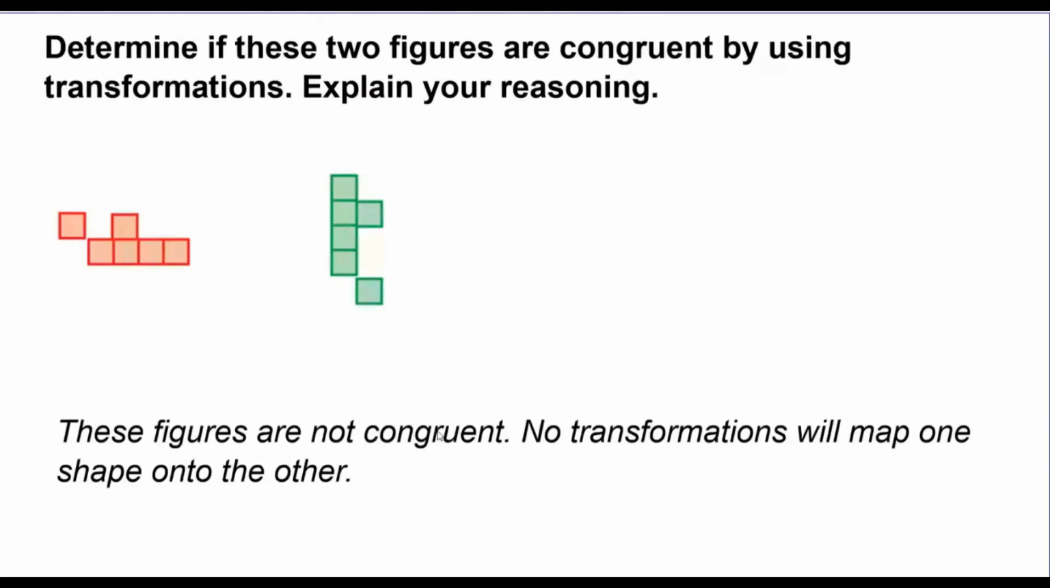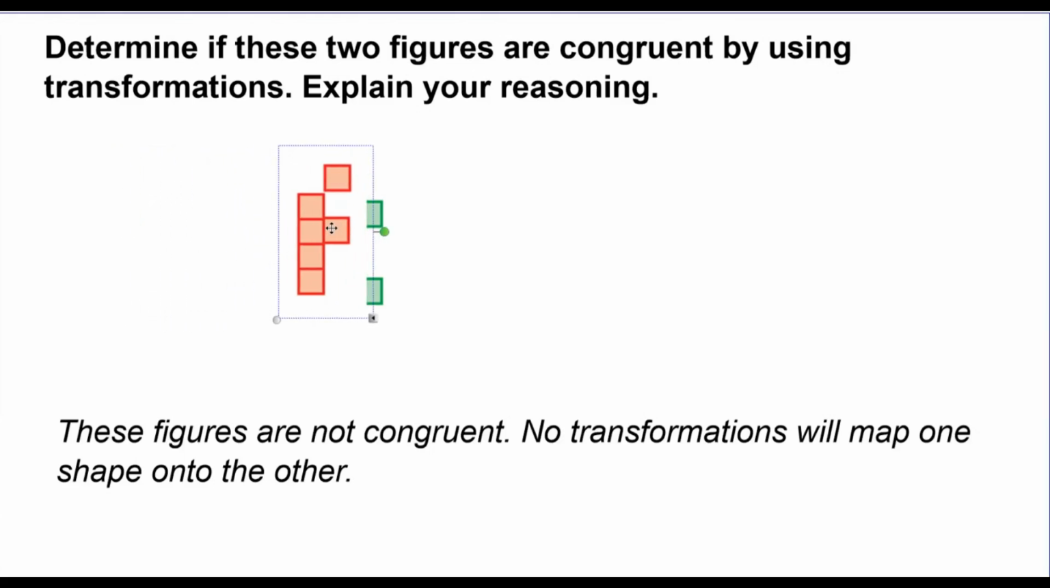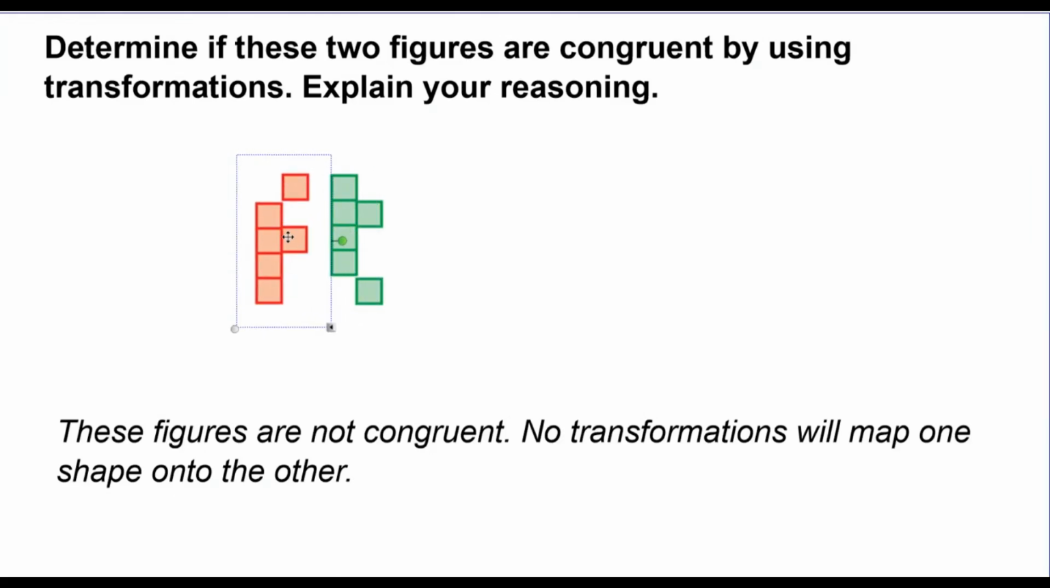Here, let's determine if these two figures are congruent using transformations. So it looks like I would have to do a rotation. So if I tried to rotate this figure to try to get it to match the other one, and then I would have to do a translation or a slide, and I'm just not going to get these two shapes to match. So I cannot map the red one onto the green one. So I would say that these figures are not congruent. There's no transformation that can map one shape onto the other. And that's basically what congruency is. If we can map or prove that I can map one shape onto the other using the transformations we've talked about, then we would say that they are congruent.